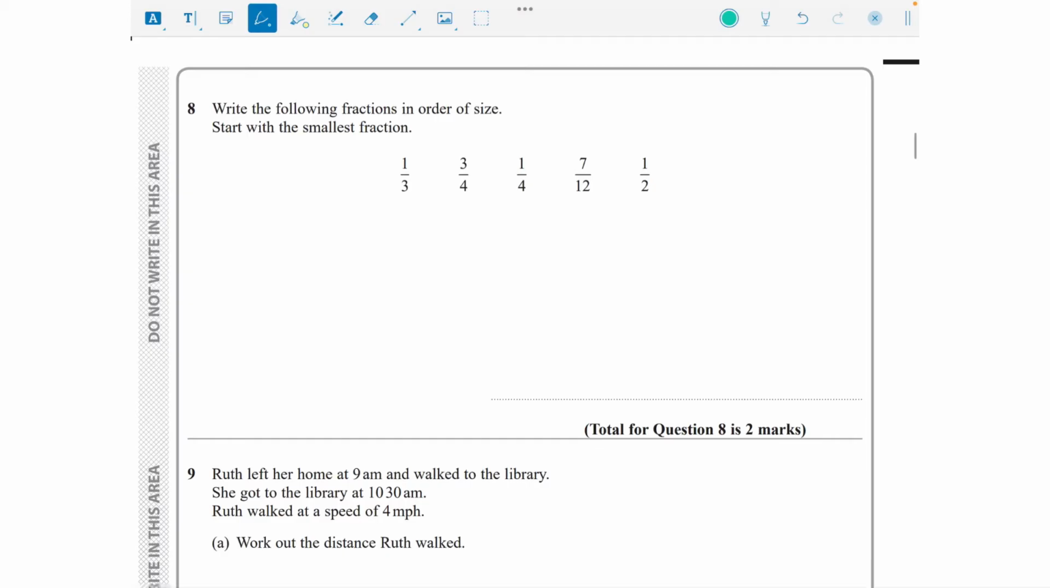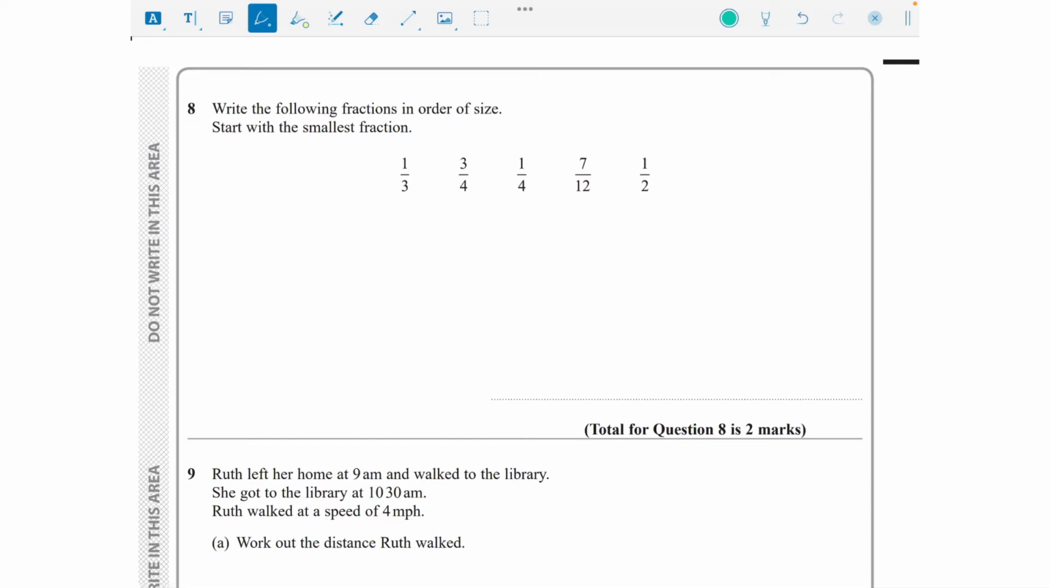Number 8, write down the following fractions in order of size. Start with the smallest fraction. So it's important to remember for this question that this is a non-calculator paper. If we had a calculator, we might do 1 divided by 3, 3 divided by 4, and so on to get the decimal values. But here we need to work without a calculator. So we're going to do that by making all of the denominators, the bottom numbers, the same. So I'm going to make all of these fractions out of 12.